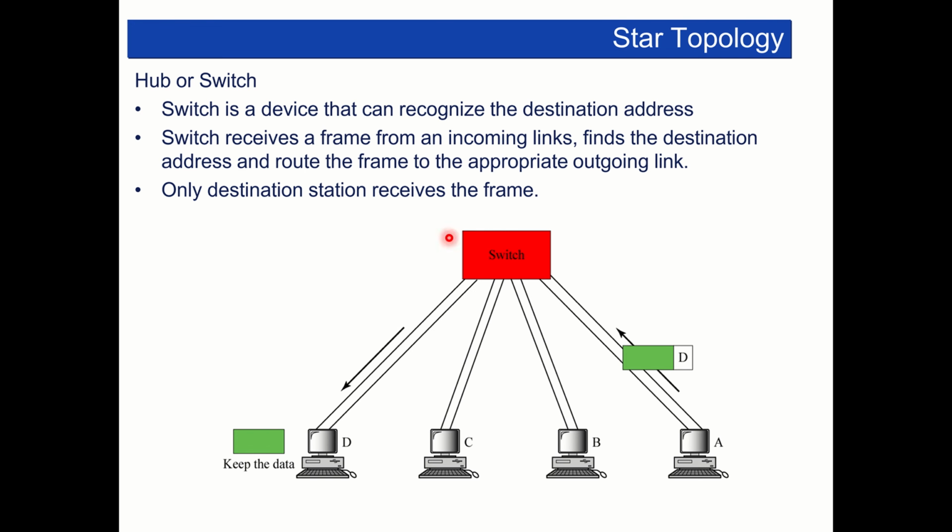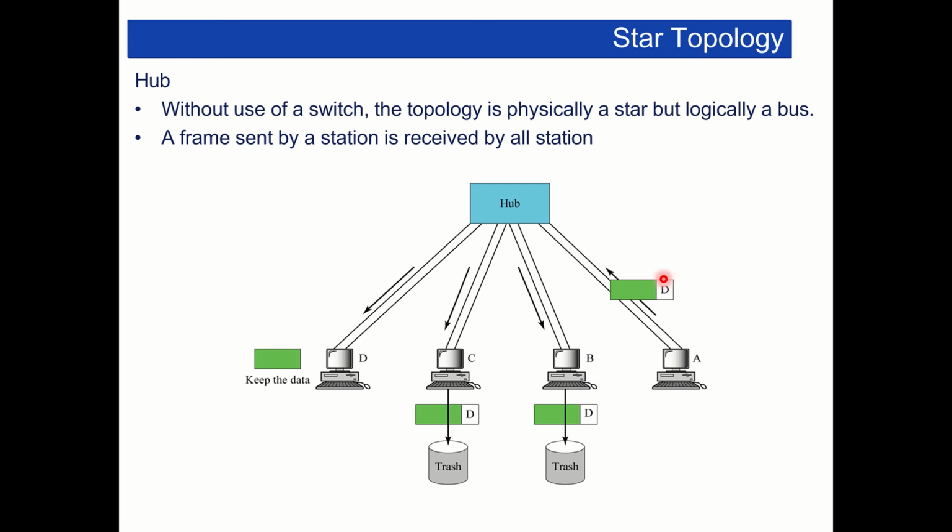If we have a switch instead of a hub, a switch is a device that can recognize the destination address. A switch receives a frame from an incoming link, finds the destination address, and routes the frame to the appropriate outgoing link, and only the destination station receives the frame. For a hub, the topology is physically a star, but logically it is a bus. So a frame sent by a station is received by all stations.